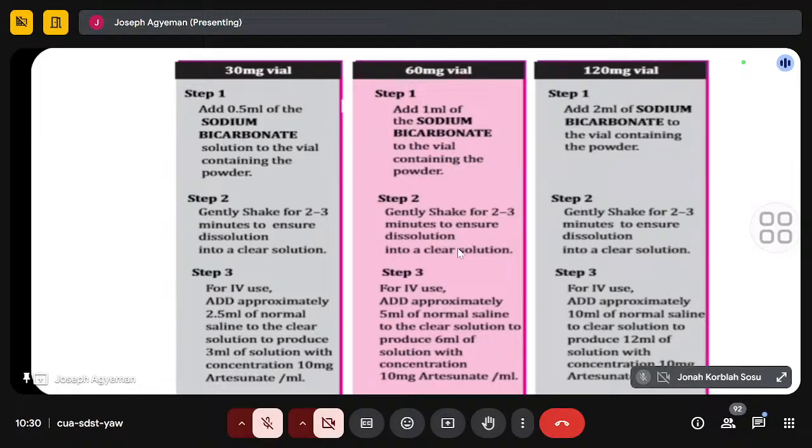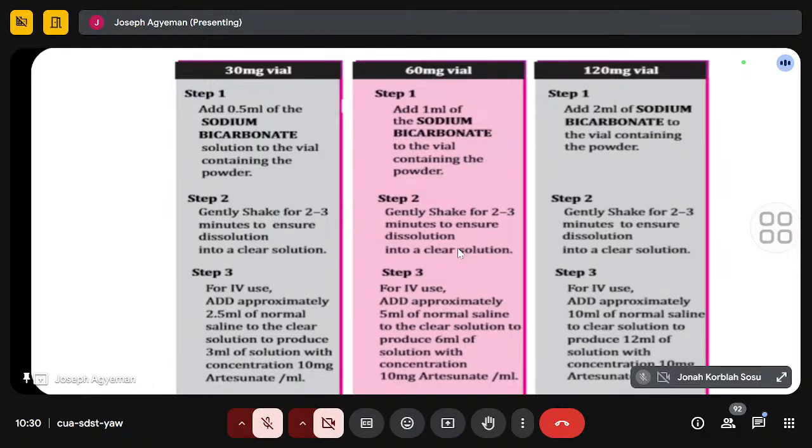Sodium artesunate, 30 milligram in 0.5 mL, because it went into solution. It will not increase the volume. You will have 0.5 mL now containing 30 milligram sodium artesunate. Now, how do we get our 10 milligram per mL? Now we have 30 milligram per 0.5 mL.